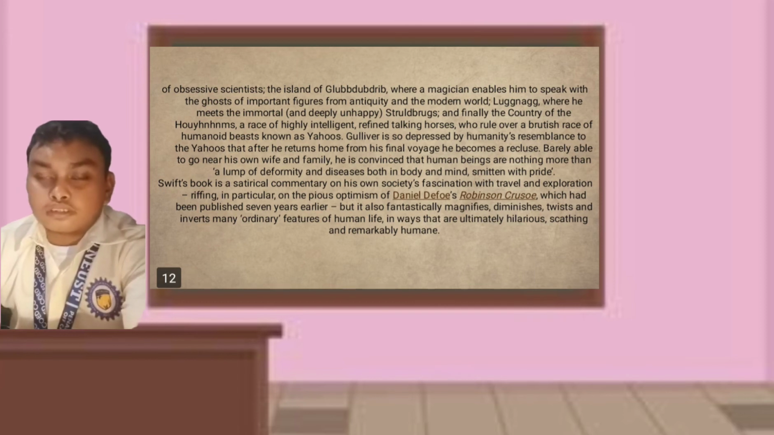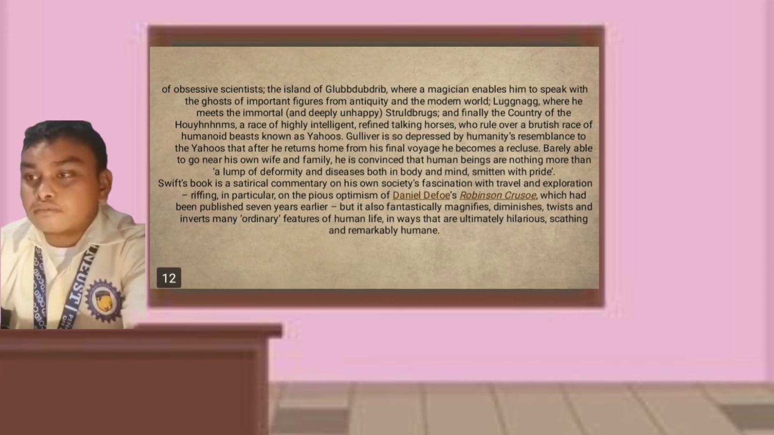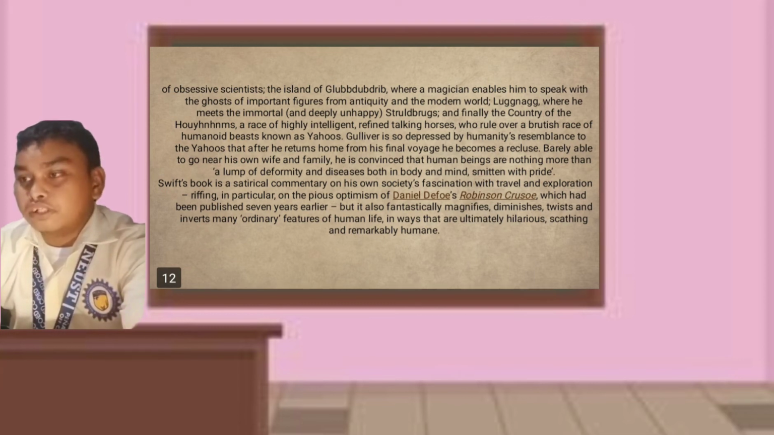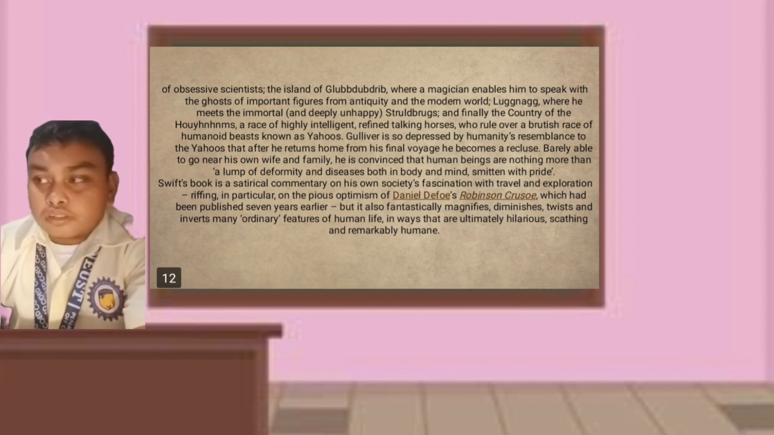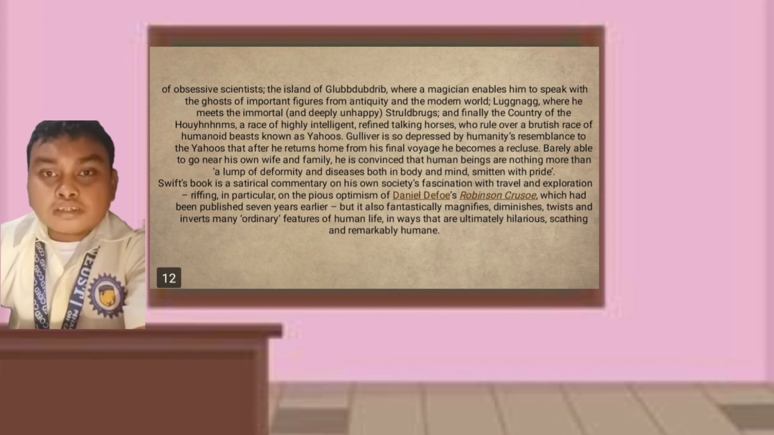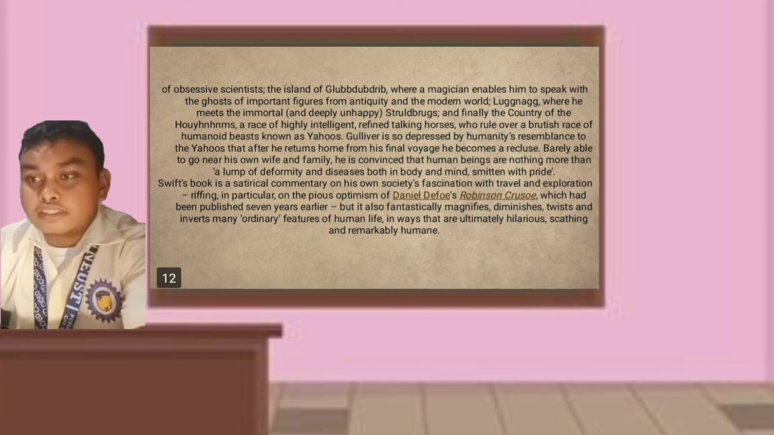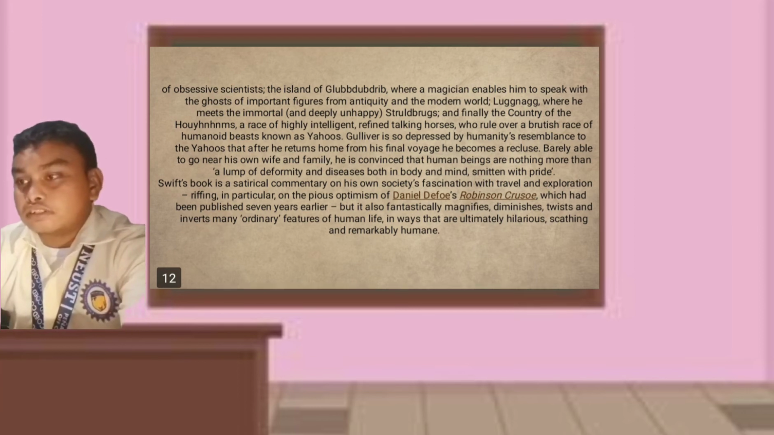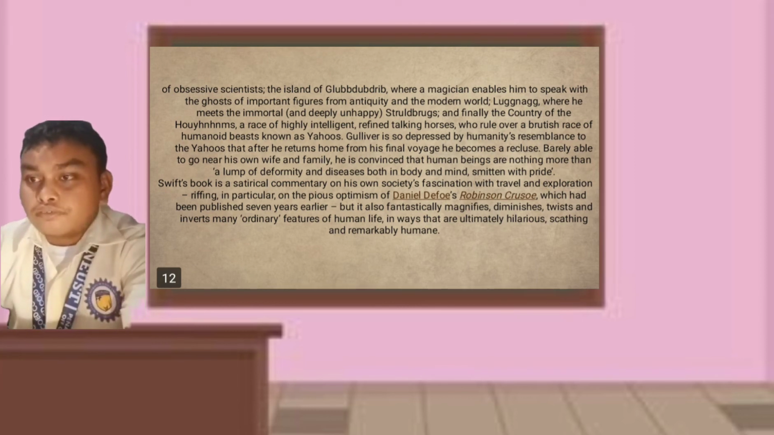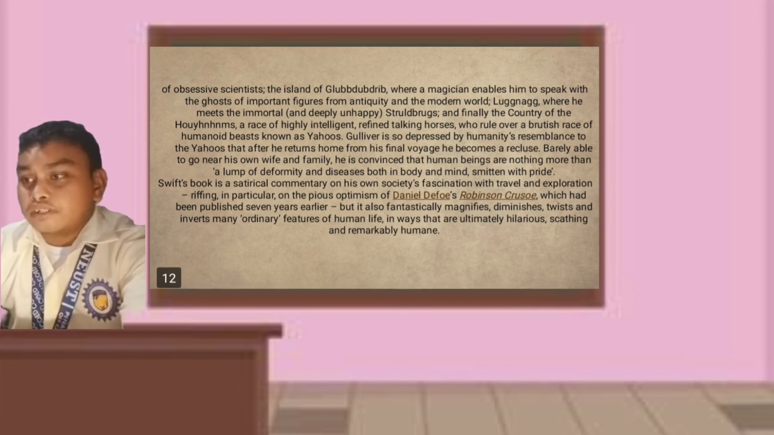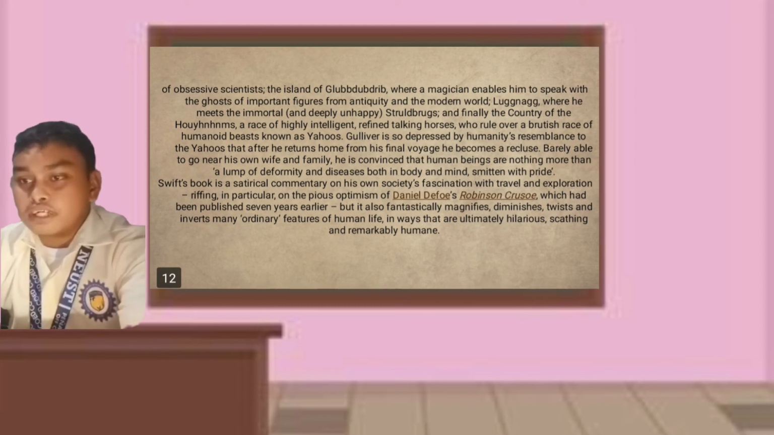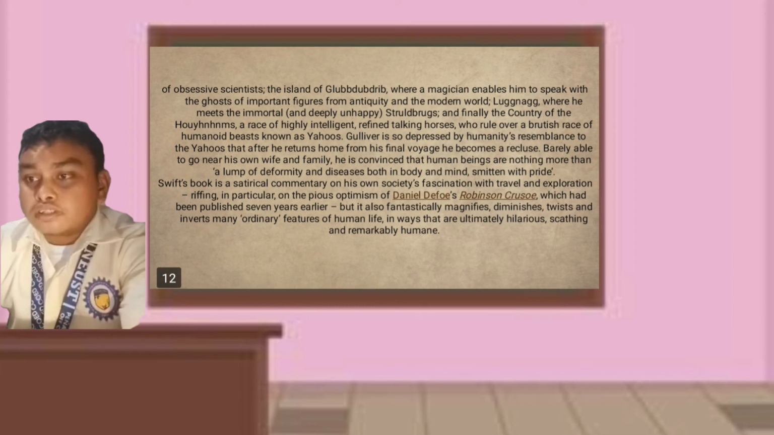He is convinced that human beings are nothing more than a lump of deformity and disease, both in body and mind, smeared with pride. This Gulliver's Travels by Swift is a satirical commentary on his own society's fascination with travel and exploration, riffing in particular on the previous optimism of Daniel Defoe's Robinson Crusoe, which had been published seven years earlier.